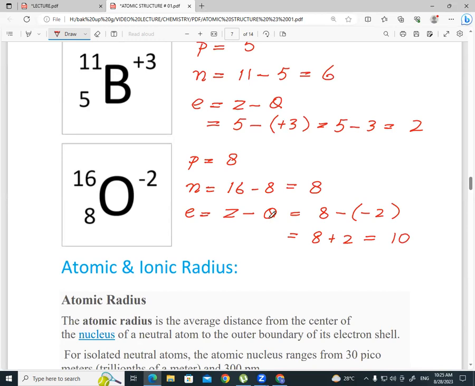So remember that if any charged particle has a positive charge, its electrons will always be fewer than the protons. But if the charged particle has a negative charge, its electrons will always be more than the protons.